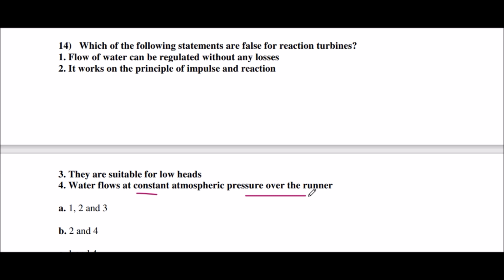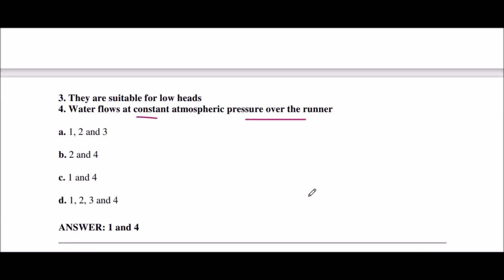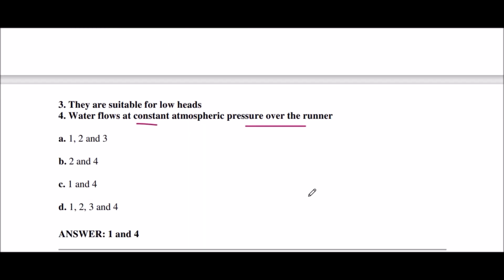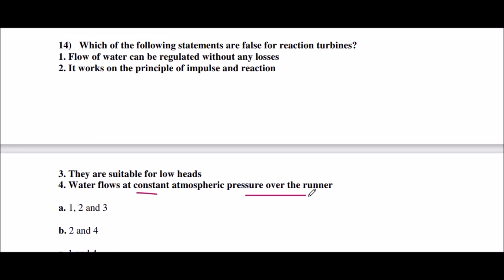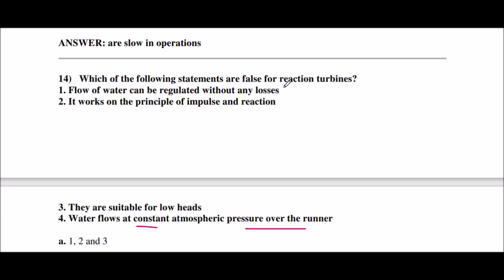According to this, options A, B, C, D are given, and here the right answer is 1 and 4. Statement 1 is right, means flow of water can be regulated without any loss is a correct statement, and also water flows at constant atmospheric pressure over the runner. This statement is also true, but the second and third statements are false, means wrong.